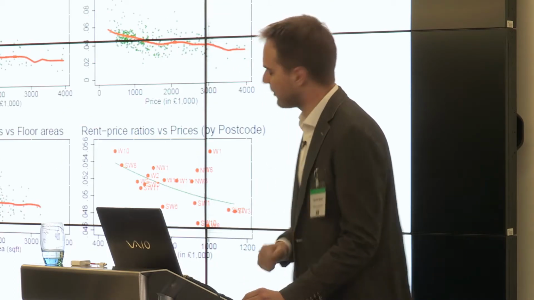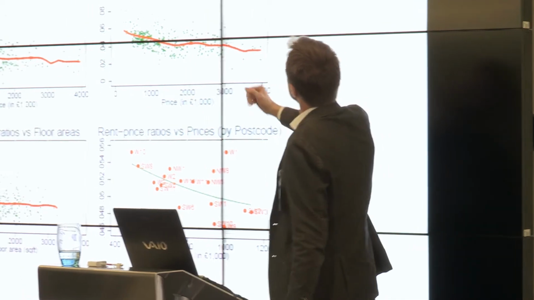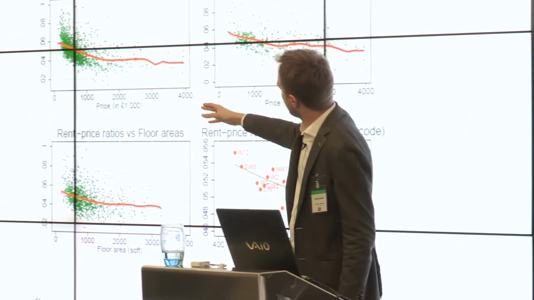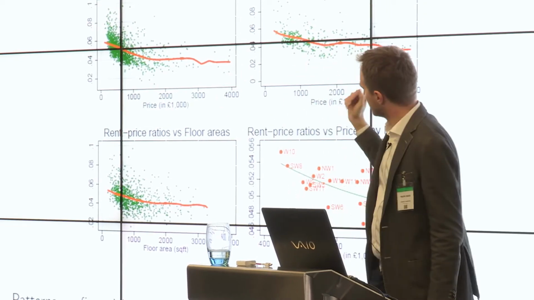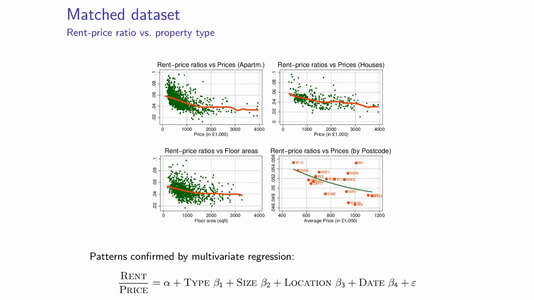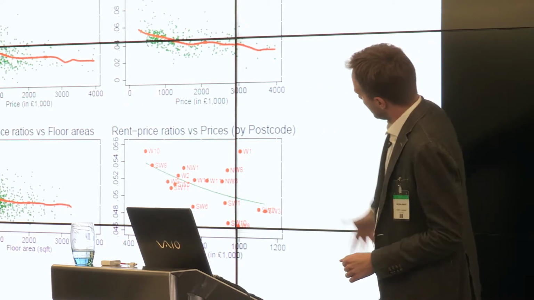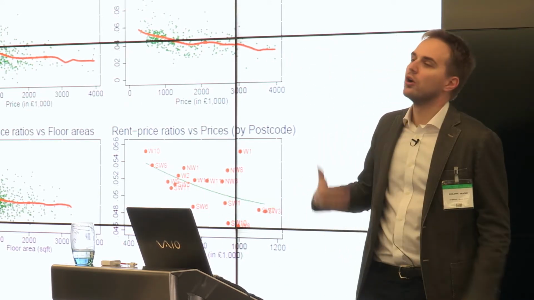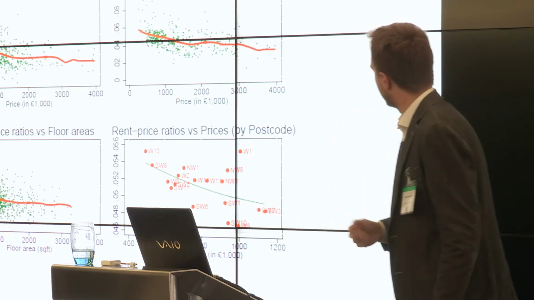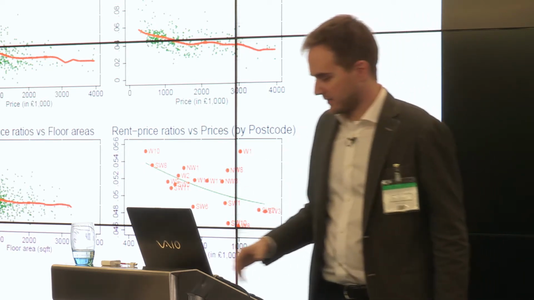Now, if we, on the horizontal axis, use something other than price, this pattern is evident both in apartments and houses, and also for big properties and small properties. So the bigger the property, the higher is the price. Of course, the higher is the rent, but the prices go up more than rents. And the same with postcodes. The more expensive the postcode, the lower the rental yield. And these are just bivariate relations. I can run a multivariate regression on all property attributes, and I find the same fact, the same pattern.